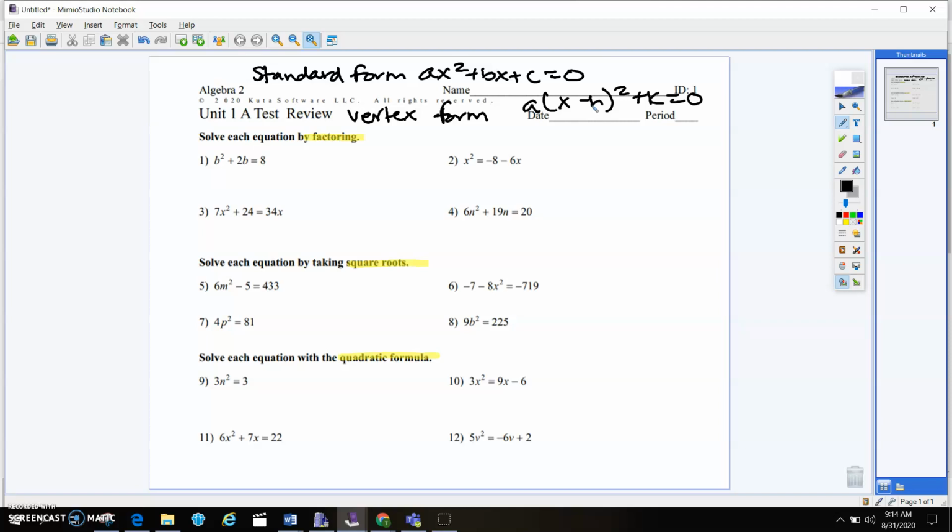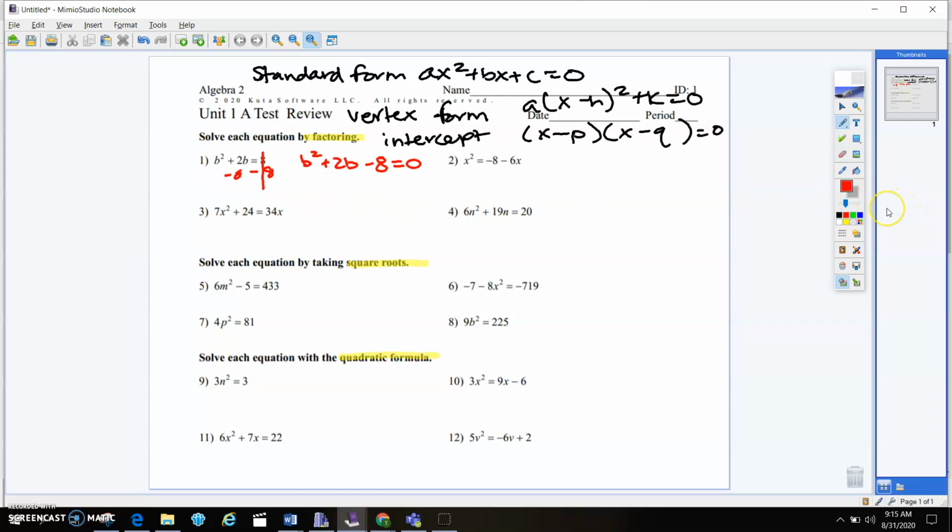There's also something called intercept form, which is, just in case it's a little too much information, what we actually write out as factored form. So right now we're going to put this into standard form and then put it into intercept form. Since we've got b squared plus 2b equals 8, we want to move that 8 to the other side so that we have it in standard form. So we subtract that 8, which gives us b squared plus 2b minus 8 equals 0.